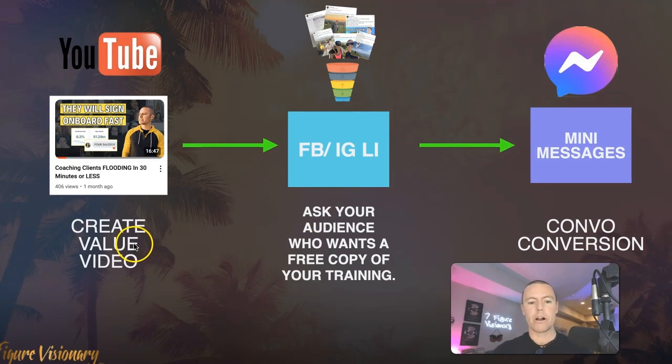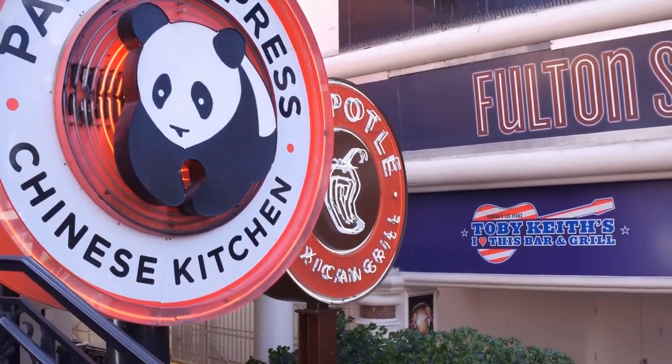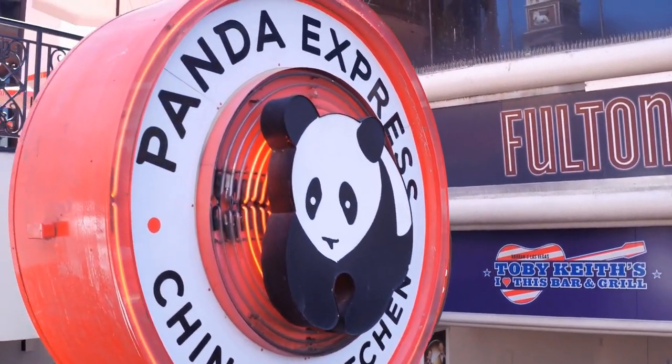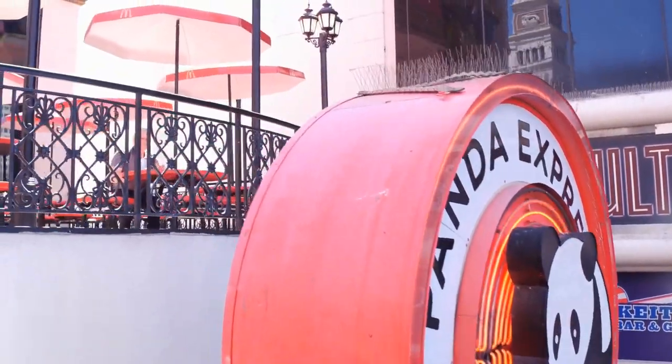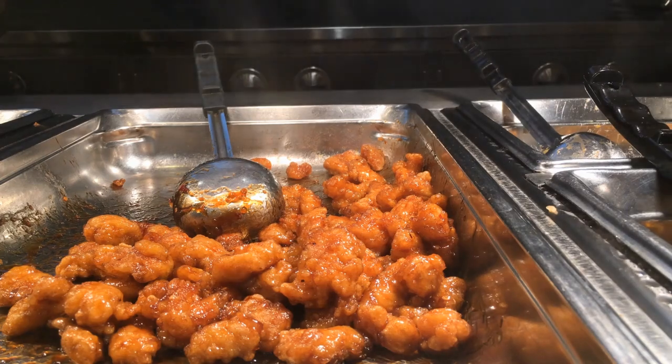Step 1, all right, is to create a value-related video. Now, if you're wondering what this entire process is all about and why it's important, let me first remind you of this concept here. Who here has ever eaten at Panda Express? They are one of the largest and most successful multi-location businesses in the US. So what does Panda Express do? Well, they cook a lot of orange chicken first thing in the morning, and then they ask people walking by who would like a free sample. This is their lead magnet.